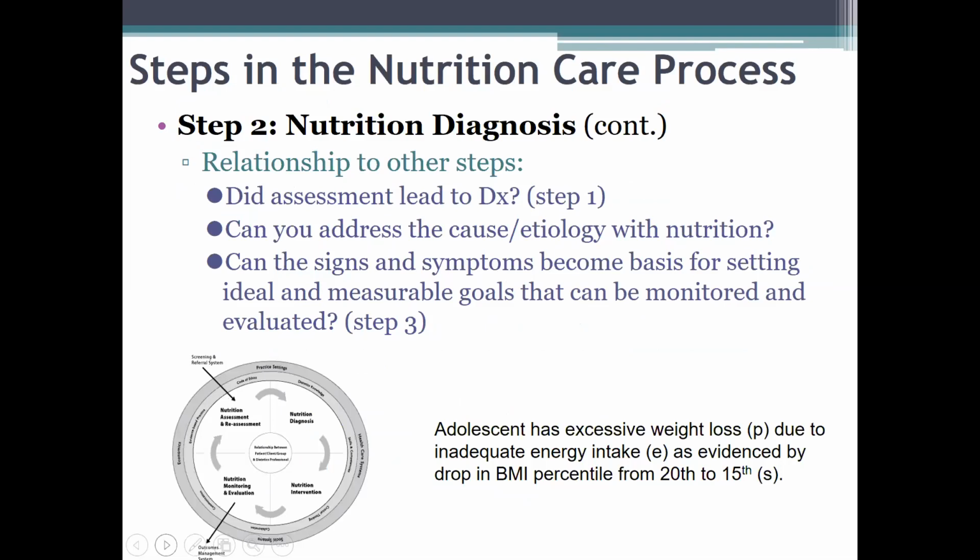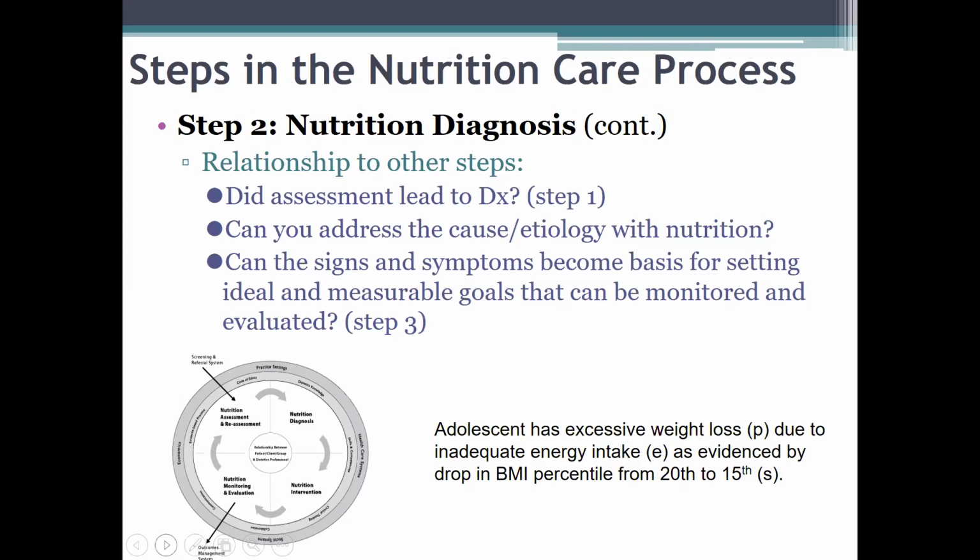So after you write your PES statement, step back. Did your assessment lead to the diagnosis? Sometimes people start talking about problems in their PES statement, and it's the first time I've ever heard of them. They summarized the assessment data and they talked all about diet, and now all of a sudden I'm hearing about food access. But there was no information about that in the assessment. So make sure it all lines up.